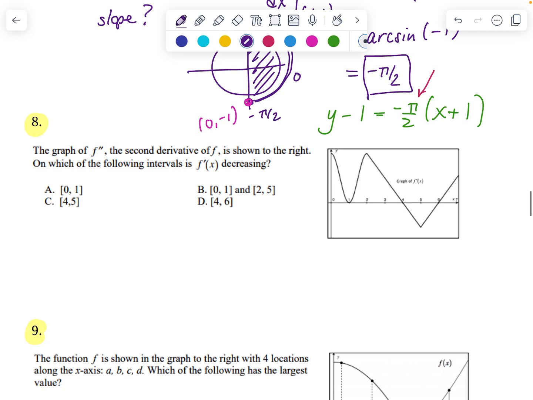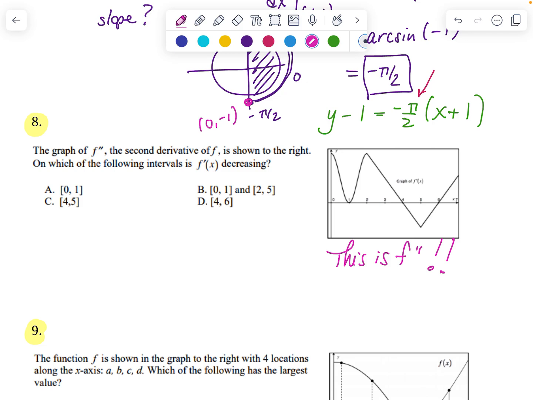All right. If you didn't understand that comment, don't worry. That must mean you don't make that mistake. All right, question 8. So this picture is of f double prime. I would write next to it that this is f double prime. It's easy to lose track of what you're looking at when you're thinking about something else, okay?